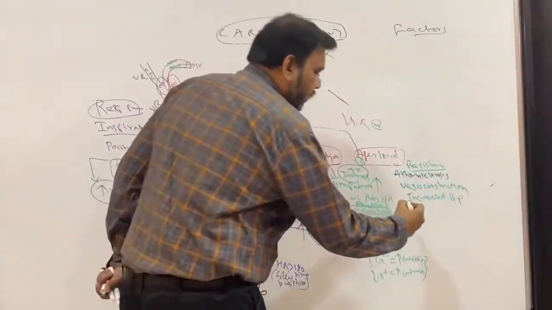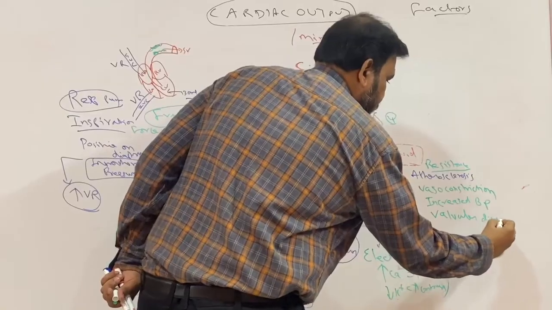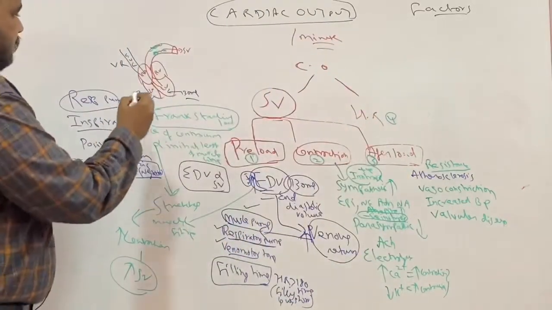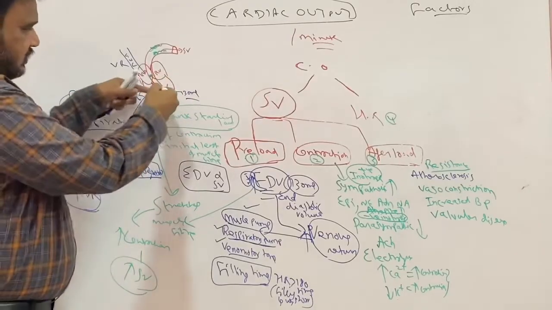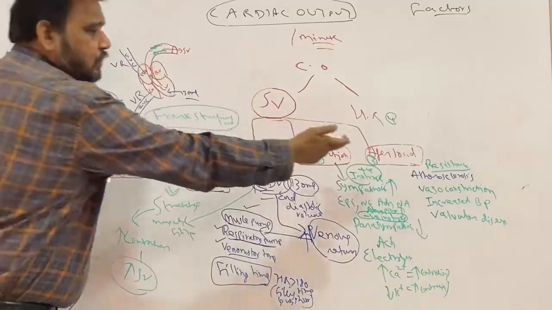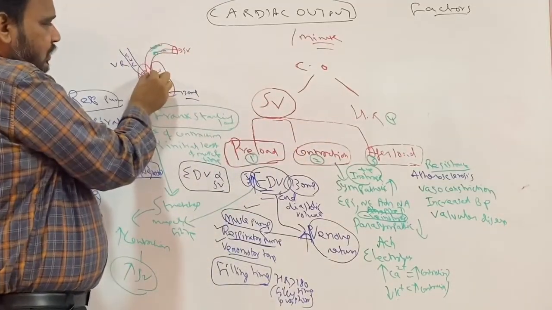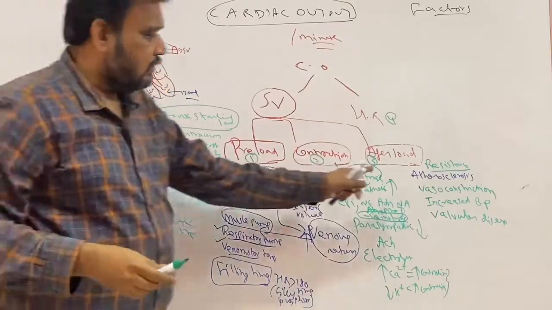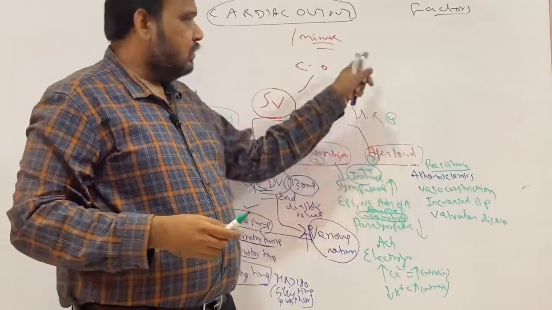And in the same way, any valvular heart disease. For example, if there is aortic stenosis, so what happens? Preload is normal, ventricle contraction is normal, but the afterload is more. That is, the blood is not able to be pumped because there is aortic stenosis. So all these are factors which influence the afterload.